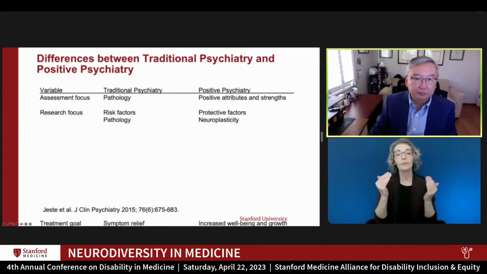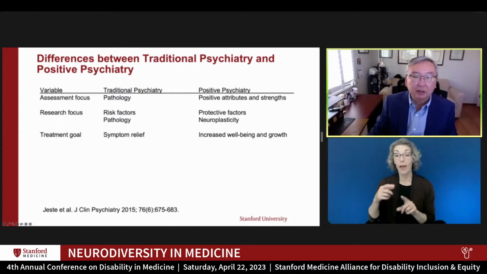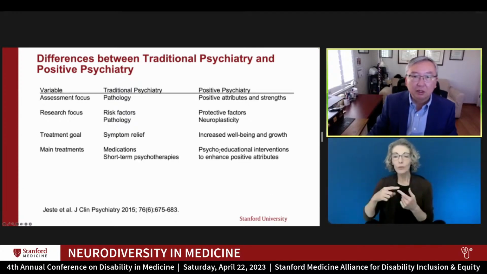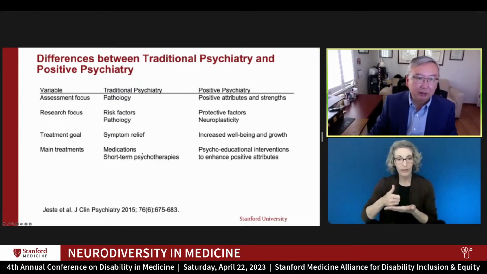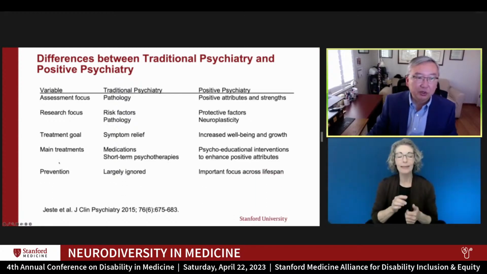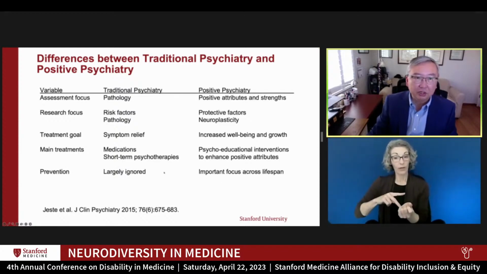Also, in positive psychiatry, we want to increase well-being and growth. We want to make it by delivering psychoeducational intervention. In contrast, in traditional psychiatry, the approach is generally reactive. We treat symptoms by using medications and short-term psychotherapies. So basically, the preventative approach of positive psychiatry has been largely ignored in traditional psychiatry.